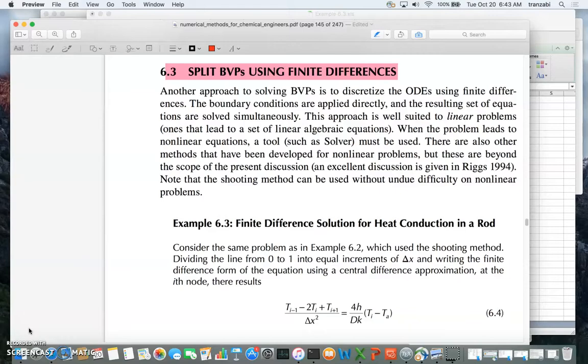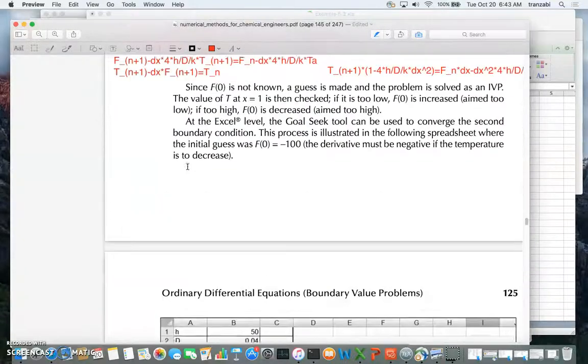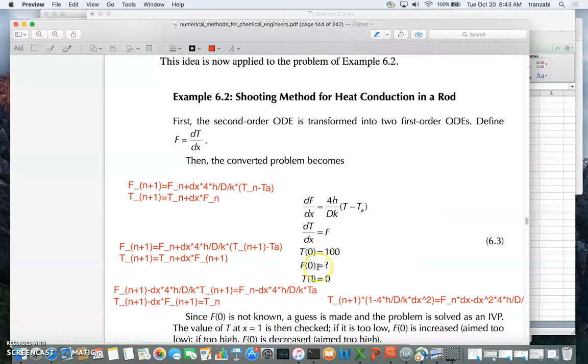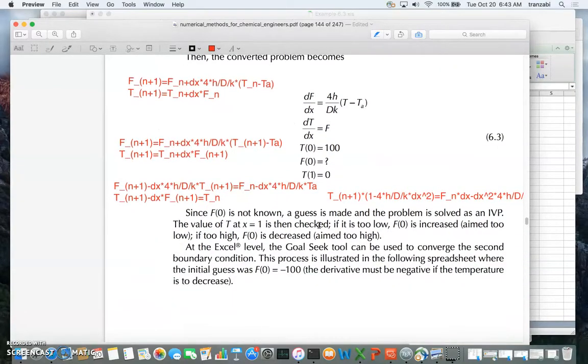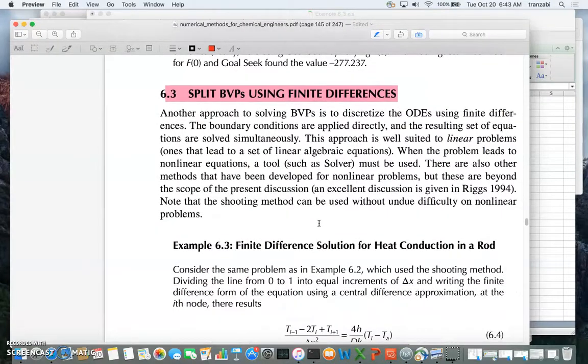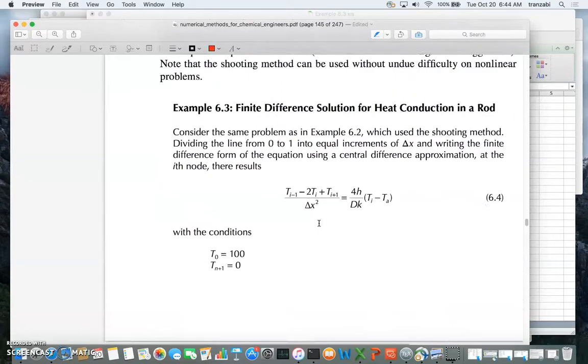So in the last video, we talked about second order differential equations, or the heat conduction problem with two boundary conditions on the two ends, right? In this example, we're going to look at the same problem, but instead of splitting the second order differential equation into two first order differential equations, we just discretize directly the differential term. So let's get to the details. That is section 6.3 on page 125 of the textbook.